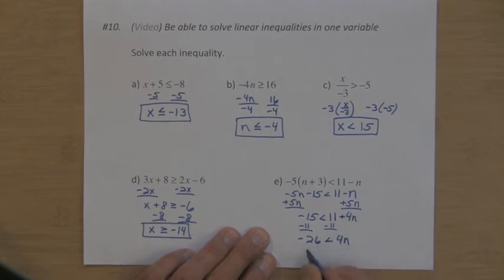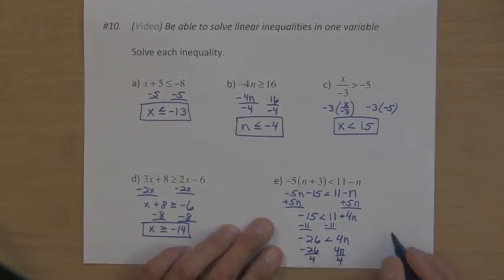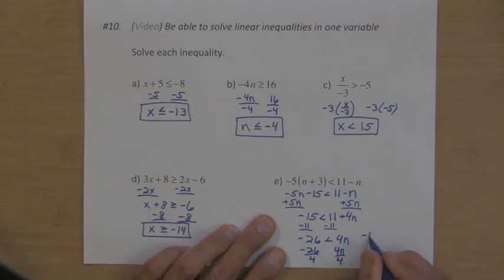And I'll divide by 4. So I take the negative 26 and divide by 4, and I take the 4n divided by 4 to get n by itself. No sign changing by dividing by that 4. So my answer is negative 26 over 4, which can be simplified to negative 13 halves, is less than n.